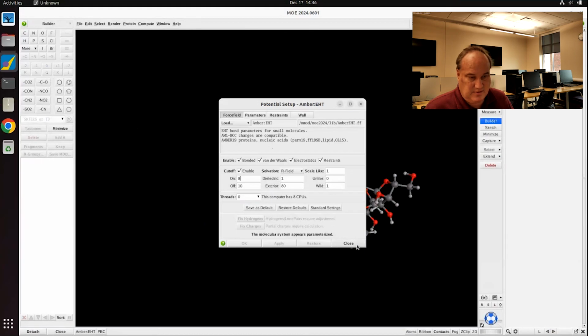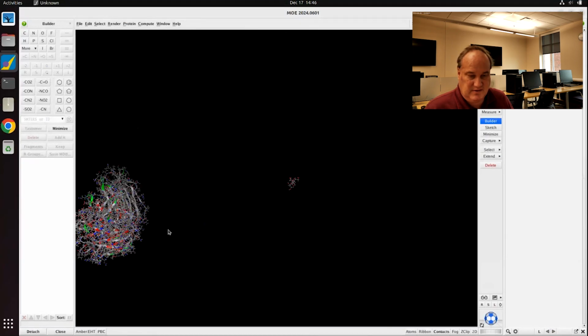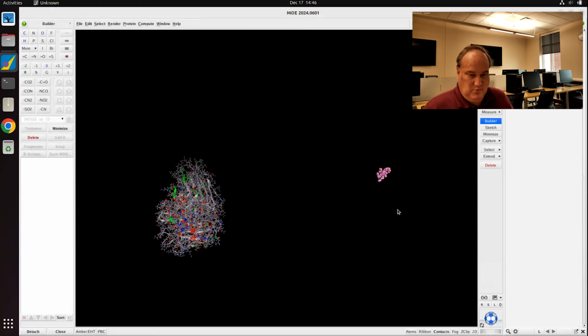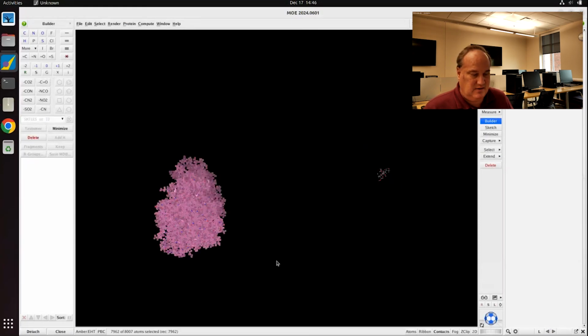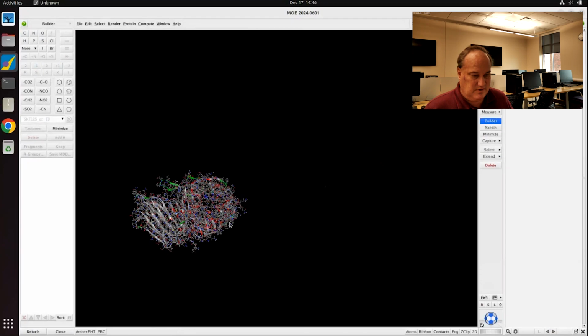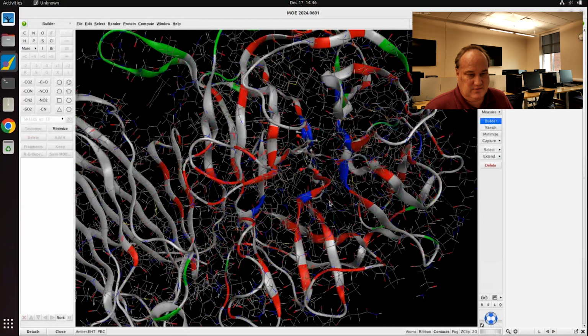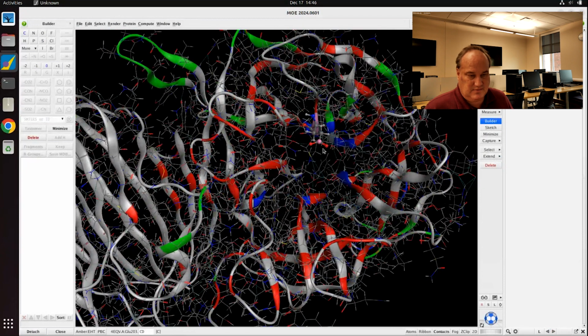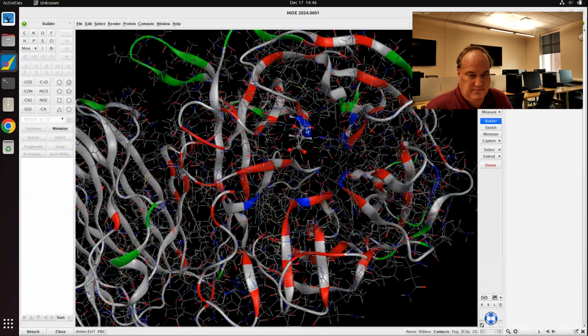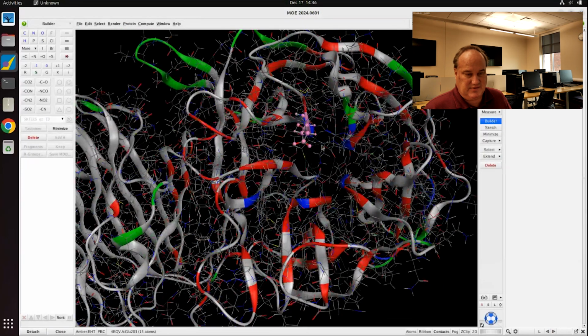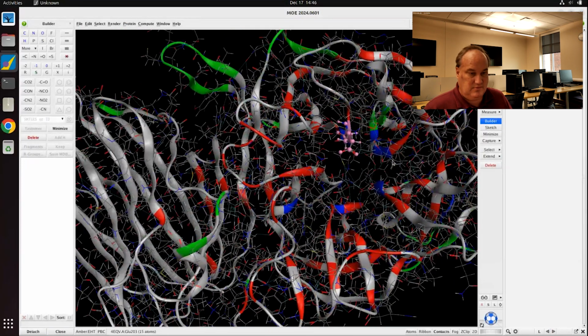Let's make sure that's still parameterized, Amber EHT. So we want to make this go into this, and we want to target this glutamate residue. So let's select that glutamate, right? There we go. If you click on the ribbon, that selects all the atoms of that residue, right?